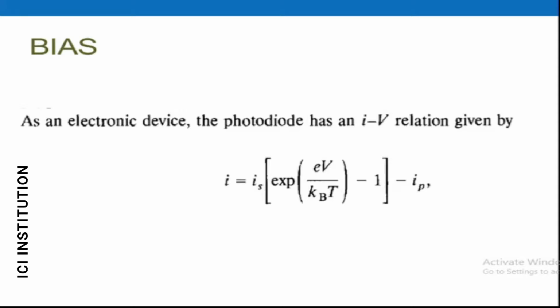Let's discuss biasing conditions. As an electronic device, the photodiode has an IV relation given by I equals Is times exponential of eV divided by kBT, minus 1, minus Ip. This is the usual IV relation of a PN junction with an added photocurrent, minus Ip, proportional to the photon flux.